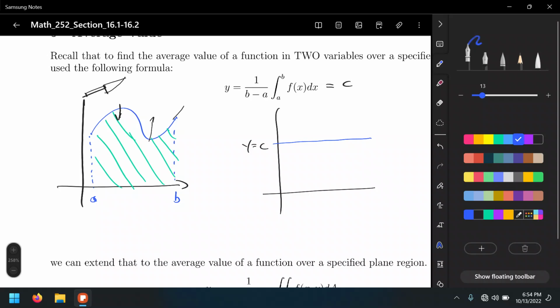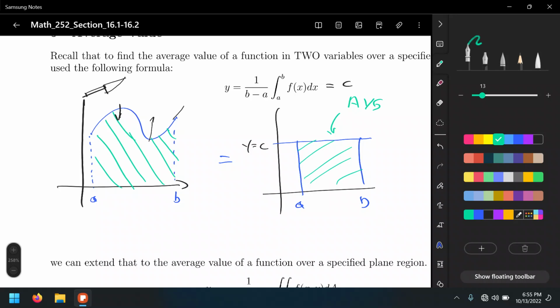But the thing here is that the average value from a to b is finding the y location for which the area of the curve is exactly the area under the rectangle. So that's the average value. This horizontal line right here is the average value.